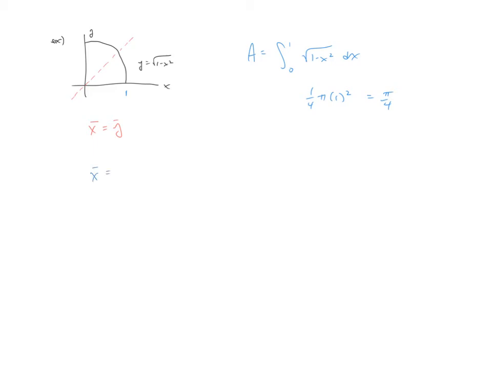X bar would be our 1 over A, so 4 over pi, integral 0 to 1, x times the square root of 1 minus x squared dx. This integral is a whole lot easier. Now you just have a u sub, which takes care of this, and it falls apart pretty quickly. This ends up being 4 over 3 pi. Since we made an observation at the beginning that x bar has to equal y bar, we know that y bar also has to equal 4 over 3 pi. Therefore, the centroid would be 4 over 3 pi, 4 over 3 pi as an ordered pair.